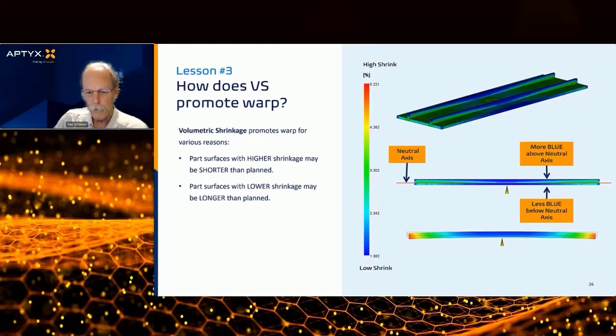If you look at the side view, where I sketched in a neutral axis, you can see the amount of blue showing up on both sides of that line. There's a lot more on the north side, less on the south.